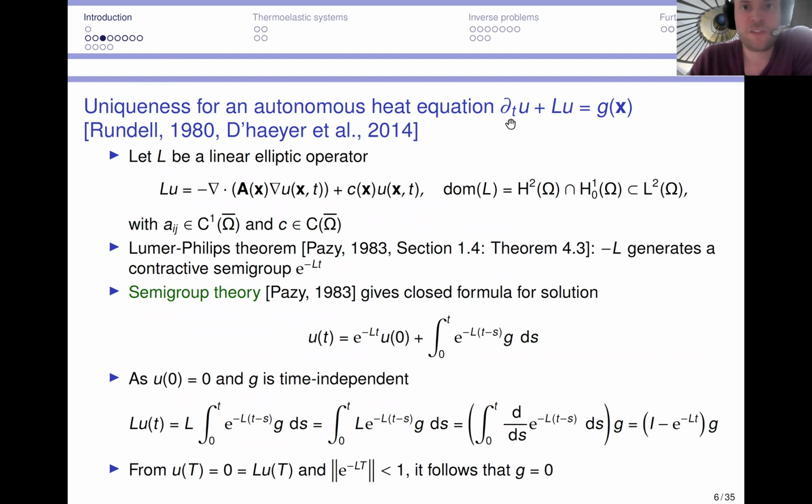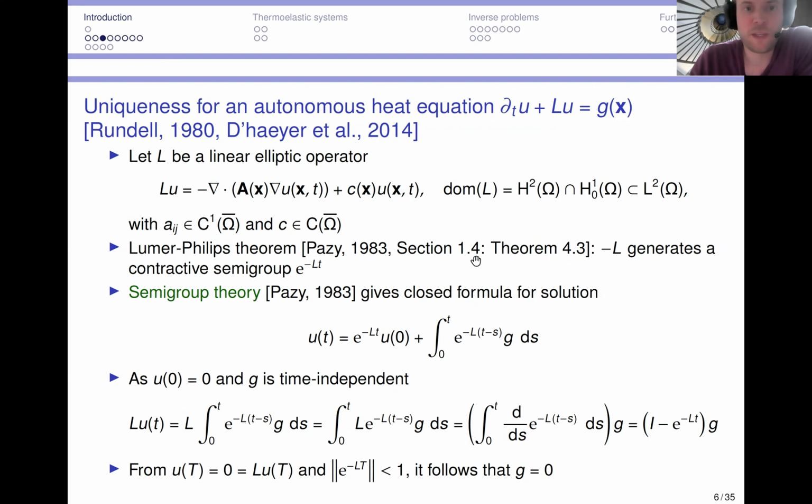Let us first consider the autonomous heat equation in this form. The operator L here is a linear elliptic operator. A is a tensor, and there is a coefficient C, and these depend only on the space variable. We consider a homogeneous boundary condition, and in the right-hand side, we only see the function g of x, so h is equal to 1.